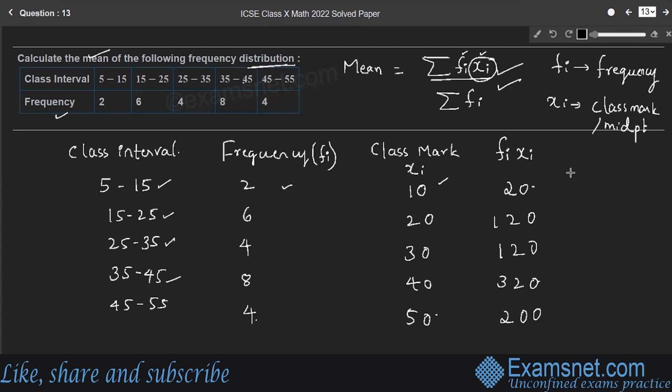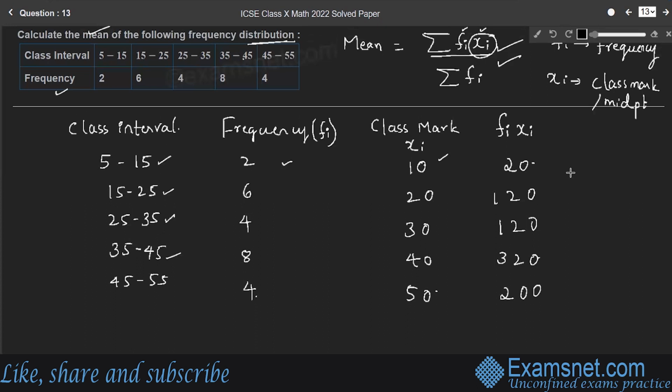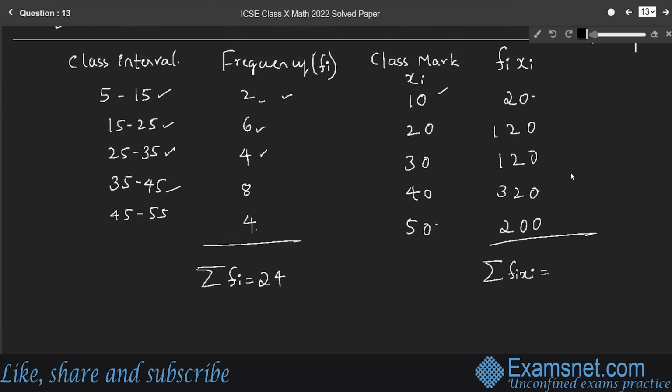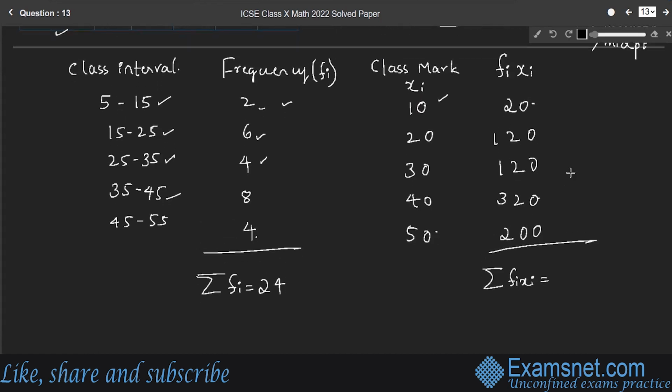Right? So the formula is sigma fi xi divided by sigma fi. So let us find sigma fi, that means the total frequency. Sigma fi is equal to 2 plus 6, 8, plus 4, 12, plus 8, 20, plus 4, 24. So sigma fi is 24. And sigma fi xi: 20 plus 120 plus 120, then 320, and 200, is equal to 780.